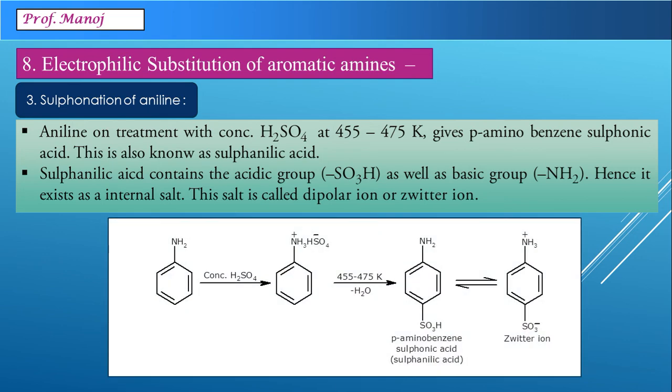Now we can see the reaction here that amine first absorbs sulfuric acid. It forms a salt, and later on the sulfonic acid group is rearranged at the para position. From sulfonic acid, hydrogen is transferred to the amine group to produce the Zwitter ion.